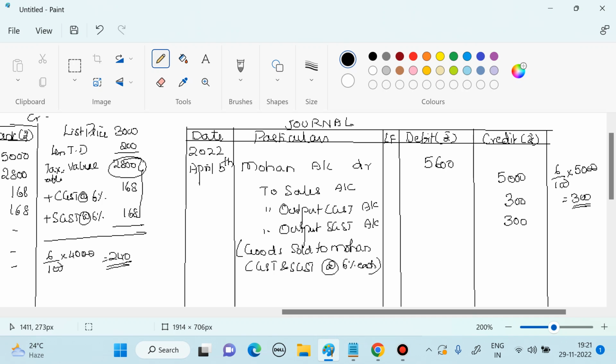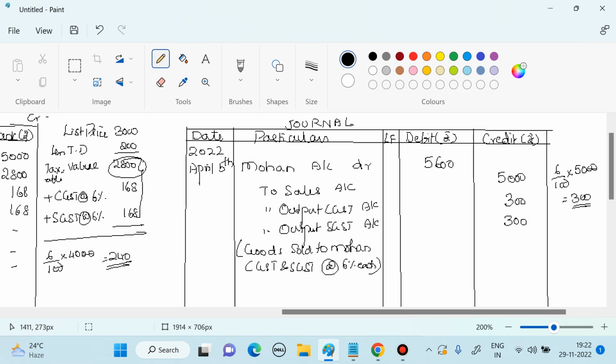Moving further to next transaction, April 6th. Received check from Rakesh 2,450, allowed him discount of 50. So here money is being received, how? In the form of check. So our bank balance would increase and discount has been given. But wait, they have said received check. Have we deposited on same day or not? That we have to verify.